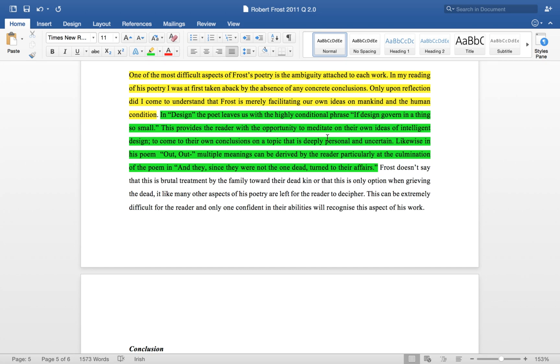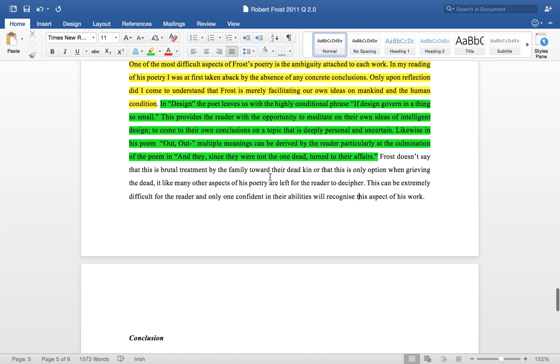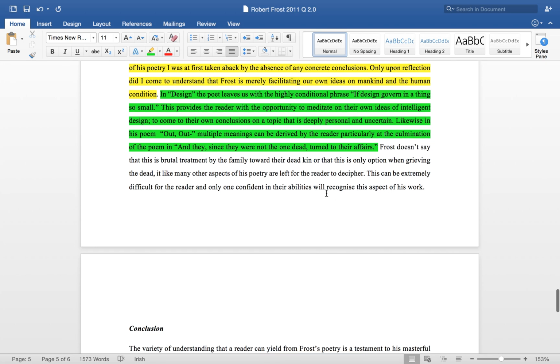And you can see that the quotations are propping up my points. Frost doesn't say that this is a brutal treatment by the family toward their dead kin, or that this is the only option when grieving the dead. It, like many other aspects of his poetry, is left for the reader to decipher. This can be extremely difficult for the reader, and only one confident in their abilities will recognise this aspect of his work. So this is referring to the question, that it's not simple, that there are layers of meaning here. Once you engage with the poetry, you get more out of it. Once you put more in, you get more out. Okay? Again, showing that it's not simple and there are many layers.